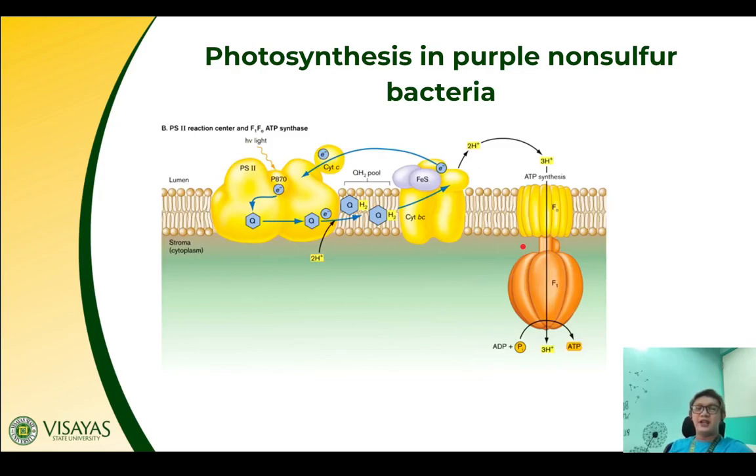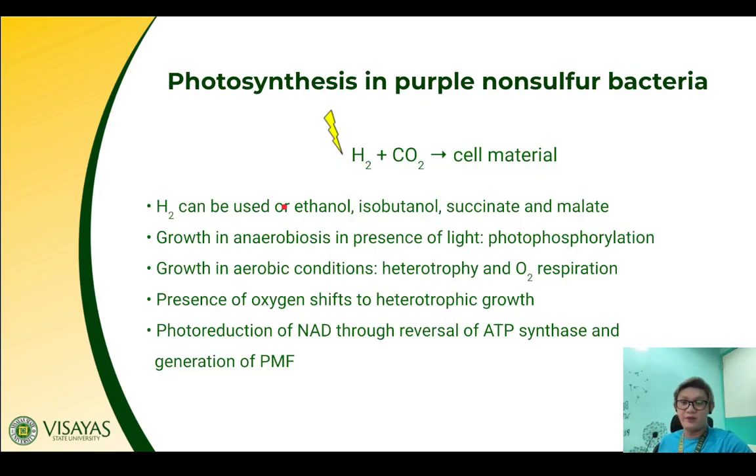So this is another representation of the photosynthesis in purple non-sulfur bacteria. How the bacterial chlorophyll here is providing the electron, and these are accepted by these different carriers, like ubiquinone, and passed on until it will lose its energy and will go back to that reaction center. So H2 can be used, or ethanol, isobutanol, succinate, and malate as a substrate. Growth in anaerobiosis in the presence of light causes photophosphorylation.